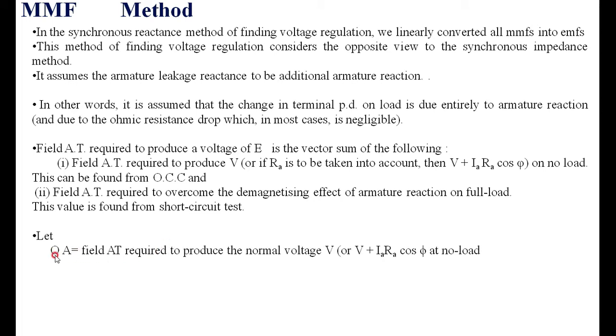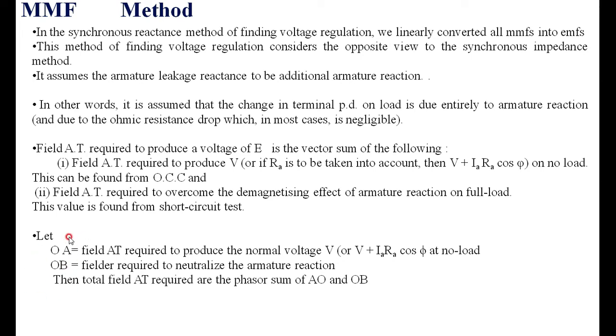The same thing is given: OA is the field ampere turns or field current to produce the normal voltage V or V plus IRA cos phi, that is IF1. What is OA? I will tell you with the help of the graph. Then OB is the field current required to neutralize the armature reaction.